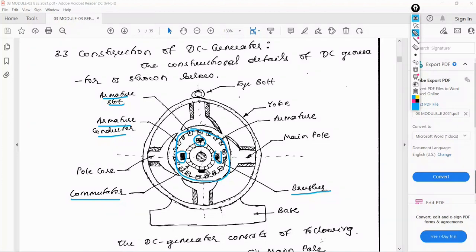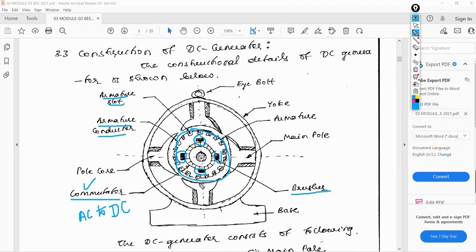Whatever this circular diagram is, showing these slots, that is called the commutator. The function of the commutator is to convert induced AC to DC. It means that the EMF induced in the machine is AC, but I need to convert that into DC. That is done by this commutator, which acts as a mechanical rectifier.